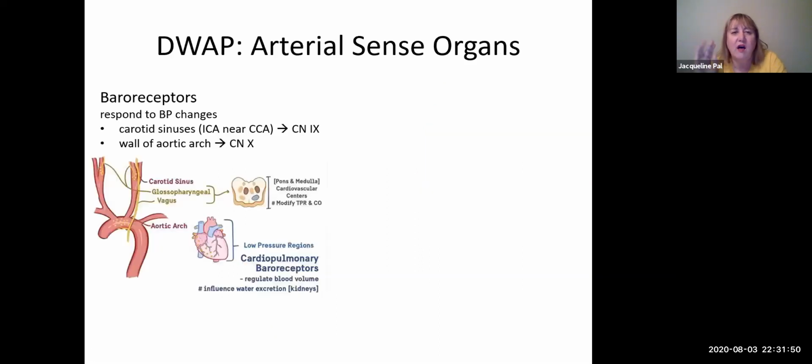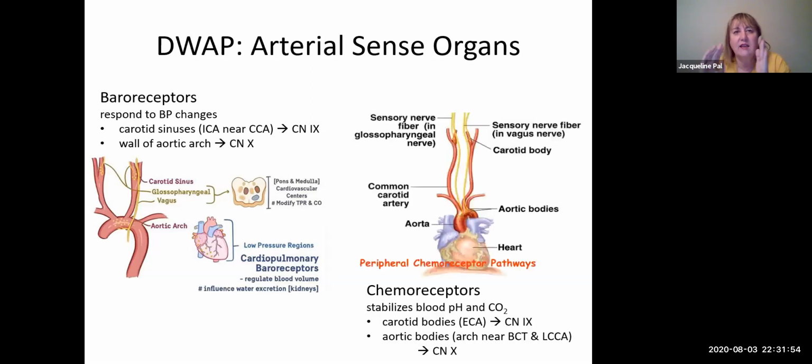Okay, so on this slide, I have put baroreceptors on one side and chemoreceptors on the other side. So take a minute, stop the video, and make sure you understand which names go with the baroreceptors and which names go with the chemoreceptors.